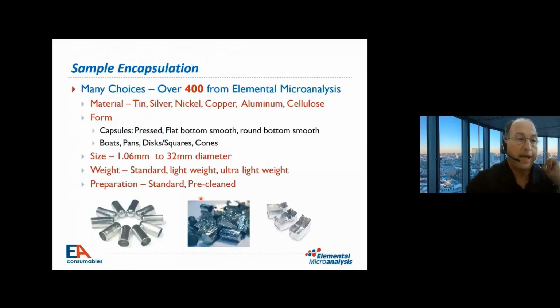So in sample encapsulation, you have many choices. We have over 400 different types of encapsulation, different materials from tin, silver, nickel, copper, aluminum, cellulose, different forms, capsules, flat bottoms, smooth bottoms, discs, etc., different sizes, weights, and different preparations, whether they're standard or pre-cleaned or ultra-cleaned.